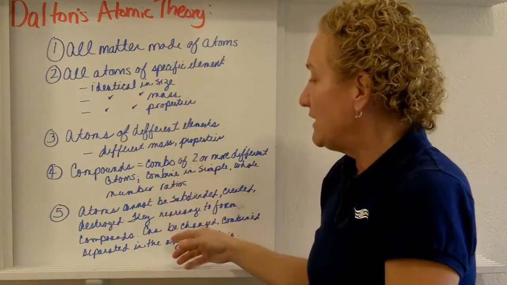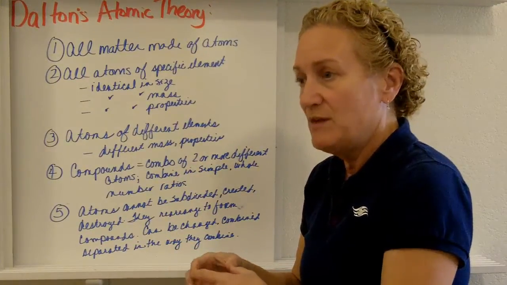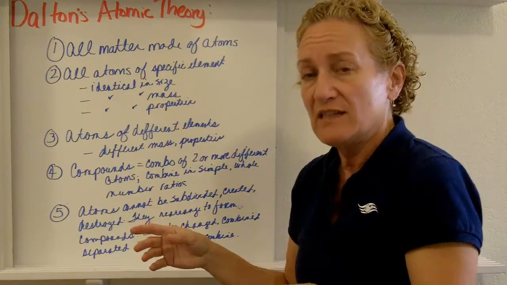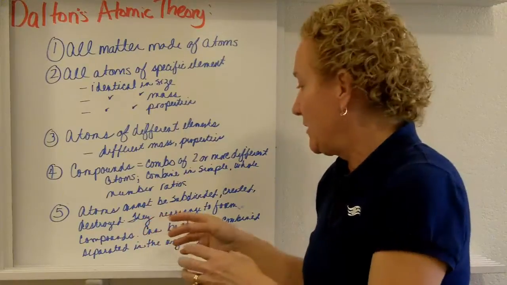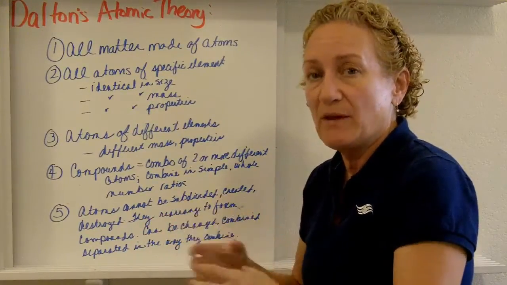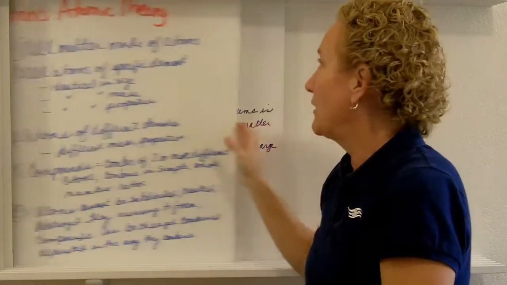Also, number 5 in his atomic theory says that atoms can't be subdivided, can't be created, cannot be destroyed. They can be rearranged, and that's how they form compounds. And they can be rearranged again and again and again, and all that does is form different compounds. So there's the 5 points of Dalton's atomic theory.